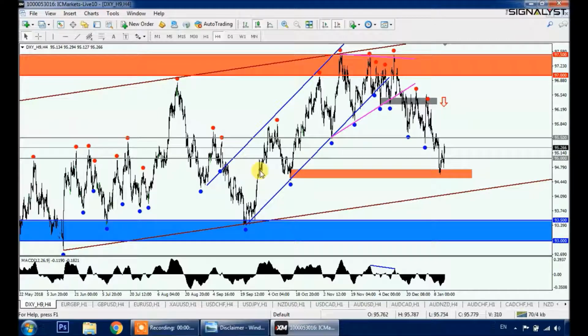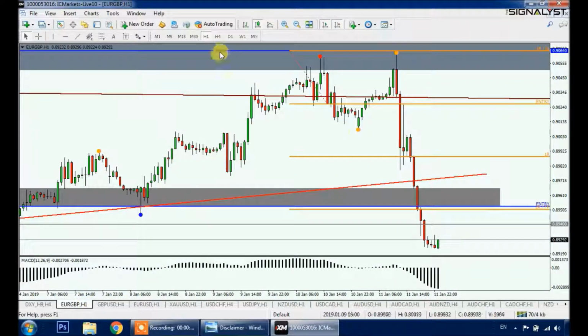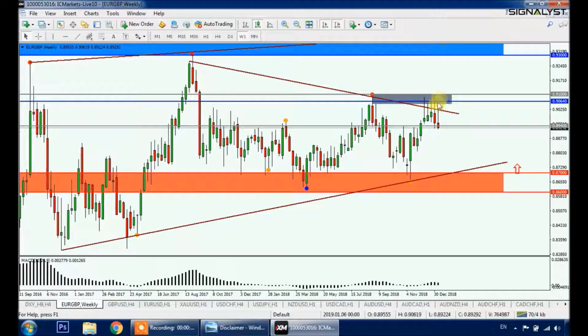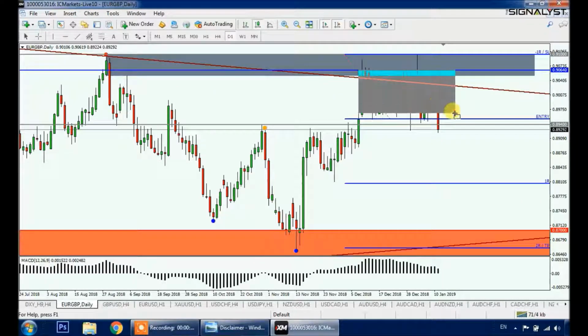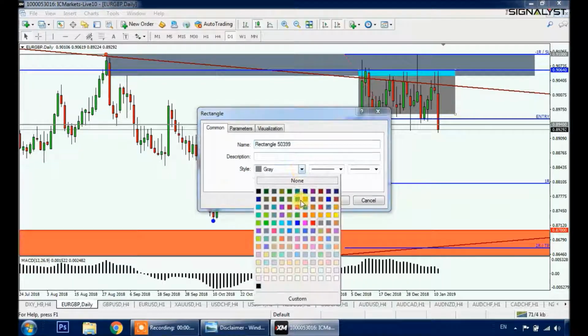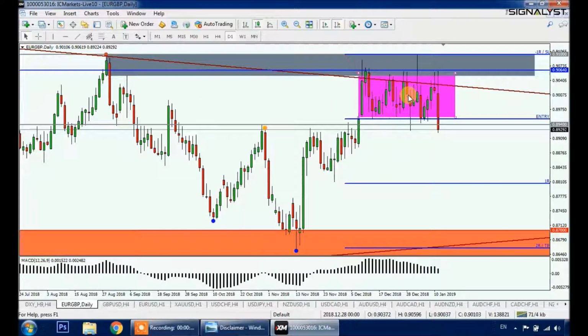Let's start with our open trades. Euro GBP on the weekly time frame, we've got one more rejection candle rejecting this supply zone and this trend line found objectively on the daily time frame. And here we have a big momentum candle closing outside this range, as you can see here.